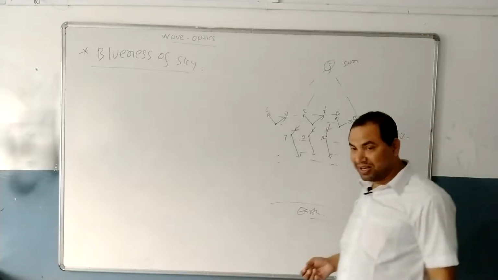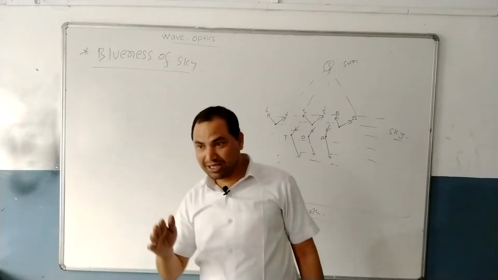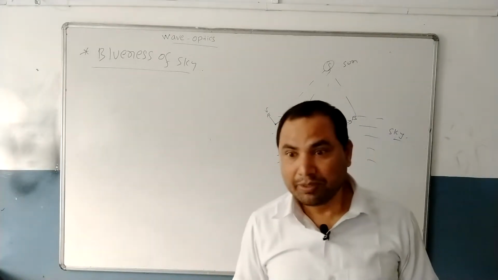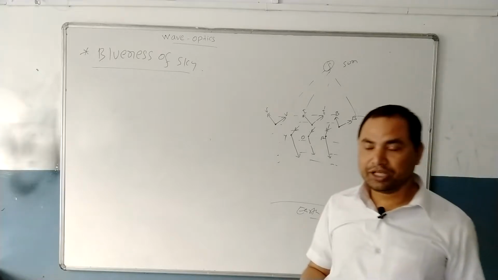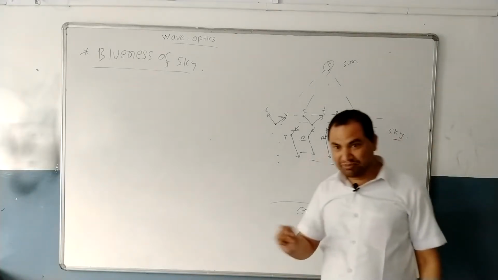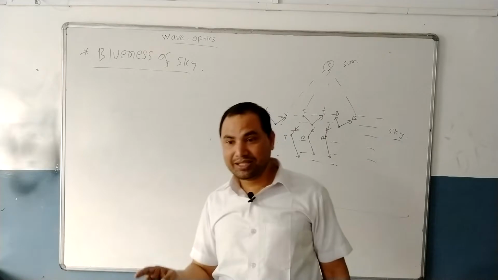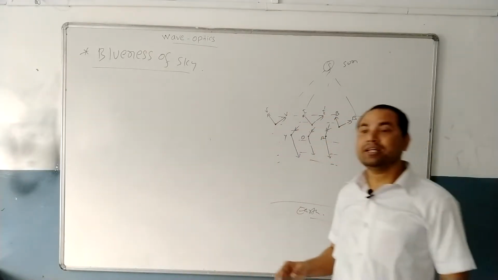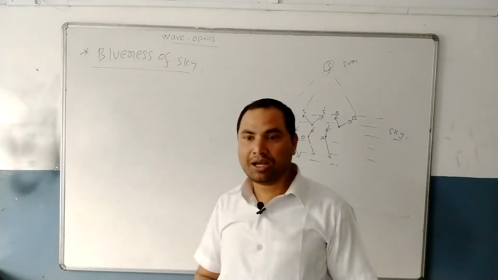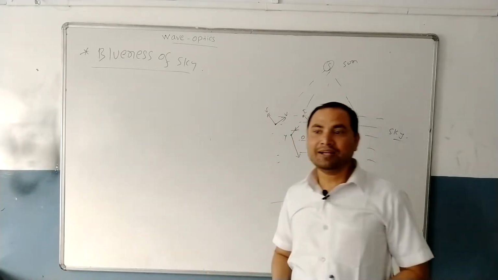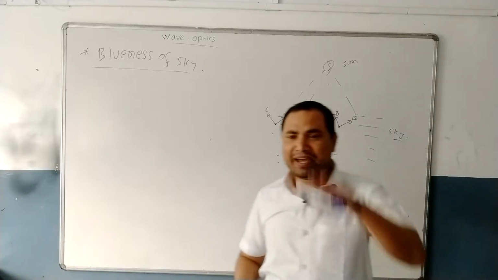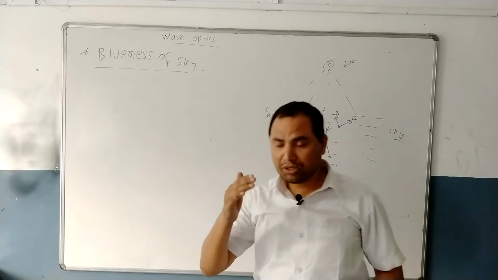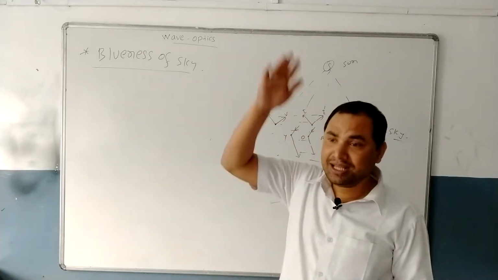So there are such wavelengths. There are 7 colors in the sunlight. Sunlight is a white light. It is a mixture of 7 colors: VIBGYOR, violet, indigo, blue, green, yellow, orange and red. All colors have different wavelengths. Some colors, like violet, indigo and blue, have a very low wavelength. And yellow, orange and red have a very high wavelength.